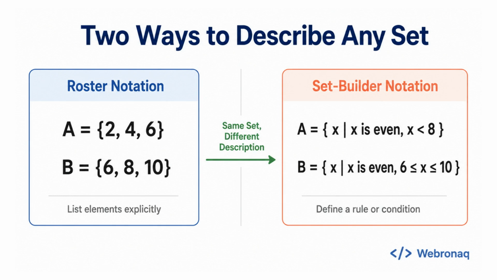The second approach is set builder notation. Instead of listing every element, you describe a rule. A equals the set of all x such that x is even and x is less than 8. B equals the set of all x such that x is even and x is between 6 and 10, inclusive. The vertical bar is read as "such that." Both notations describe the same sets. Set builder becomes essential when a set is infinite or defined by a complex condition. Next, let's see how to visualize these sets.